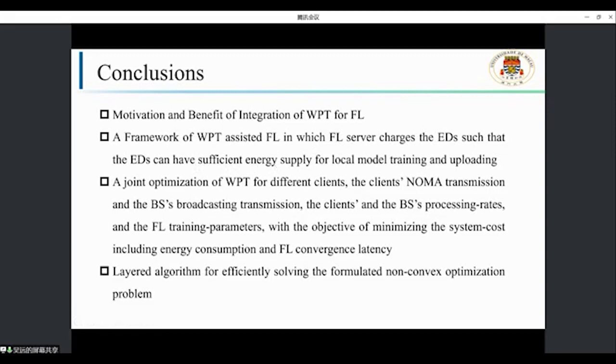To study this problem, we formulate a joint optimization of the wireless power transfer for different clients, the client NOMA transmission, and the BS broadcasting transmission, and the client and the BS server processing rate for model training and model aggregation. And of course, also the FL training parameters. Our goal is to minimize the system cost function, which balances energy consumption and FL convergence latency. We also design a layered algorithm for efficiently solving the formulated non-convex optimization problem.